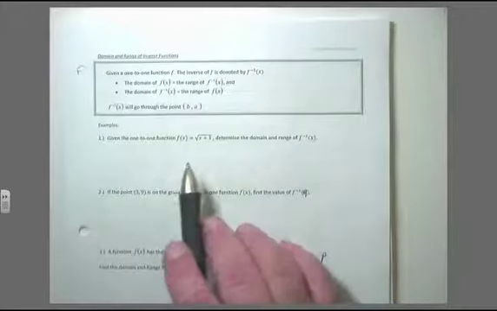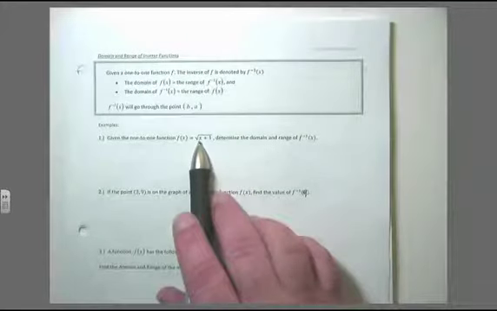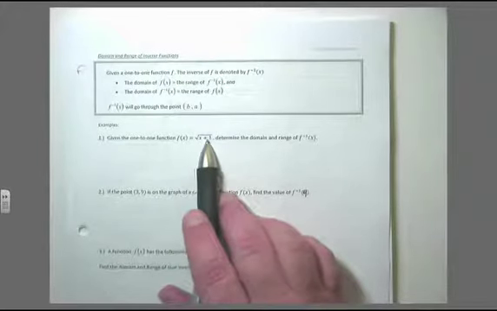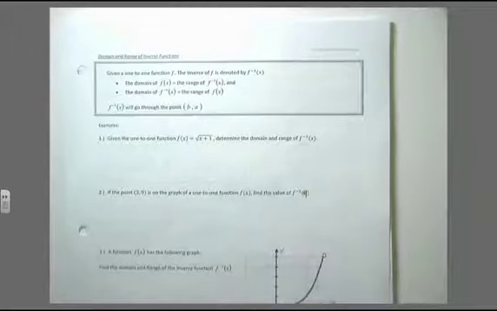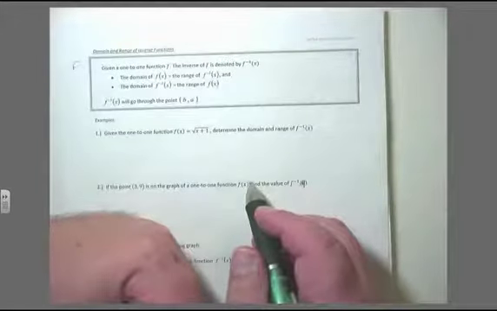So, you're given a problem like this. Given the one-to-one function f of x equals the square root of x plus 1, you want to determine what the domain and range is of f inverse of x. Before we find the domain and range of f inverse of x, you don't actually have to go through and find f inverse of x. All you've got to do is this.